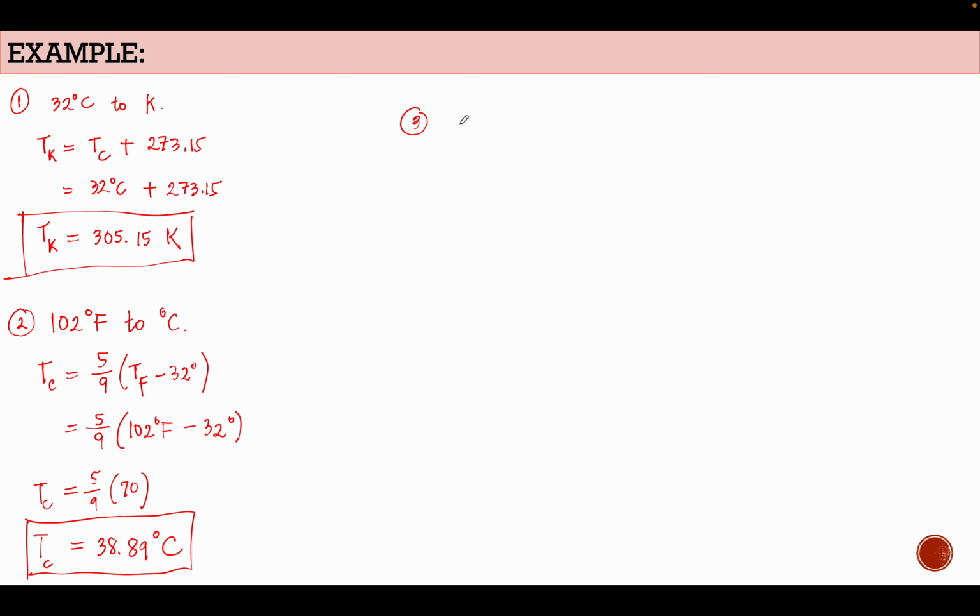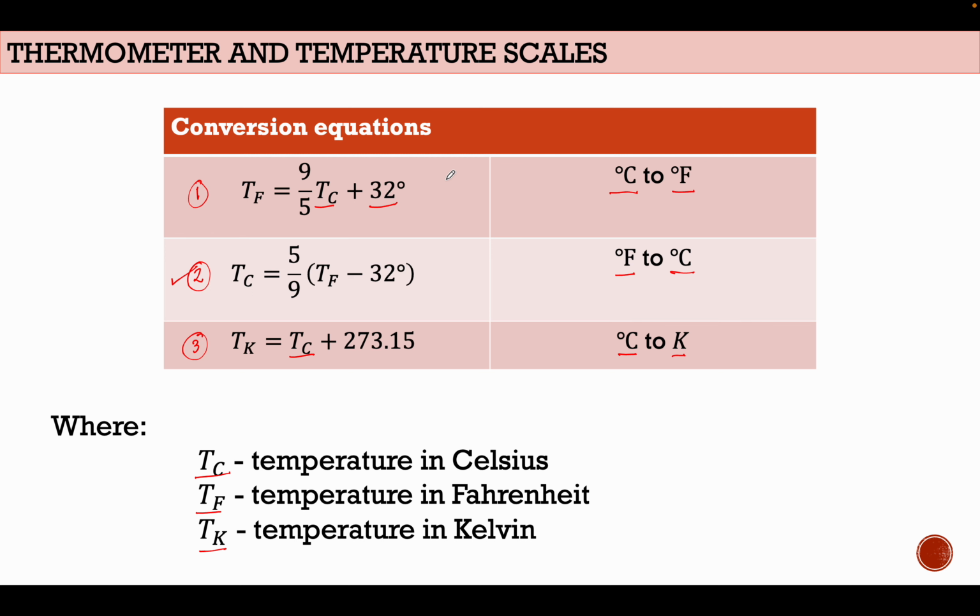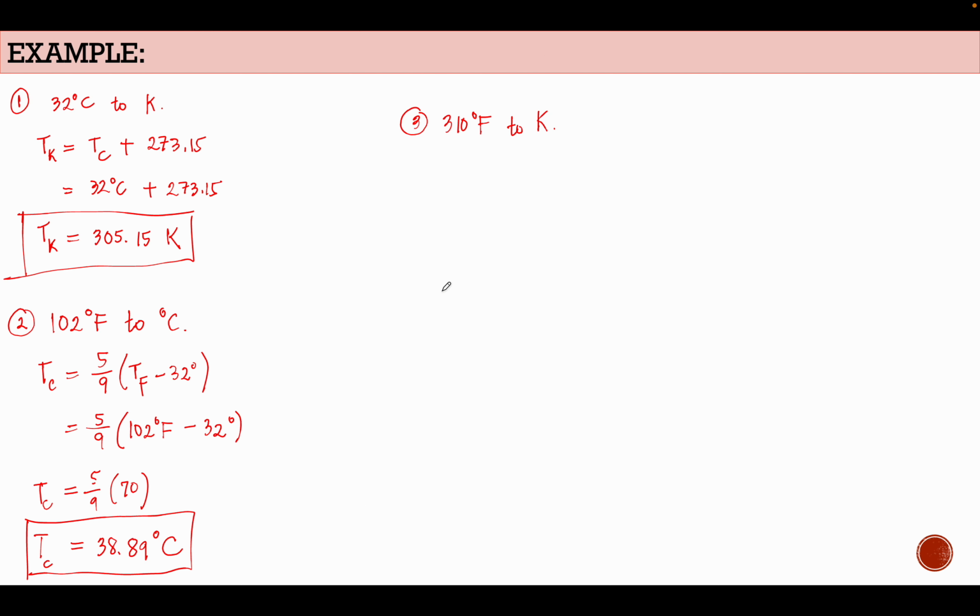Okay, so let's have the last example, example number 3. Let's say we have 310 degrees Fahrenheit to Kelvin. Take note that from degrees Fahrenheit to Kelvin, we don't have any conversion equation. So what we will do is we will convert first Fahrenheit to Celsius, in which we will be using equation number 2. And then, since we now have the value in terms of degrees Celsius, we can use equation number 3 to convert from Celsius to Kelvin. So that's what we will do.